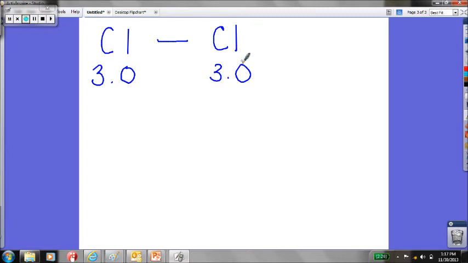So I'm going to figure out what kind of bond these are going to form, and I'm going to do that by subtracting their electronegativities from each other. So 3.0 minus 3.0 equals 0, which tells me that a covalent bond is going to form. These chlorine atoms are going to share their electrons, and they're going to share them equally.